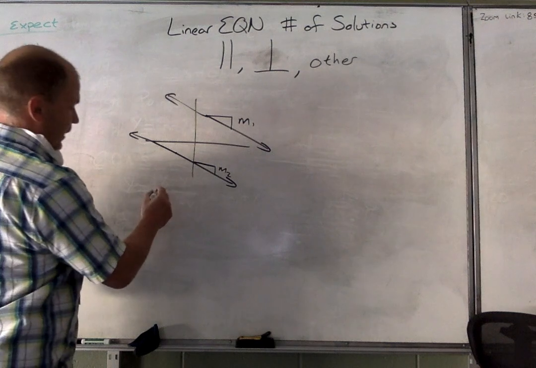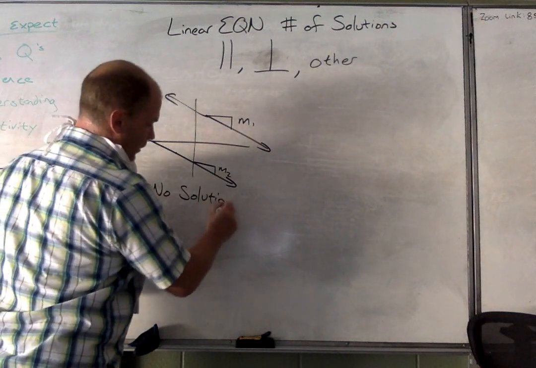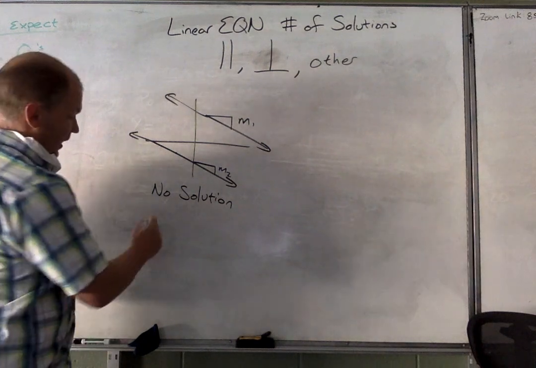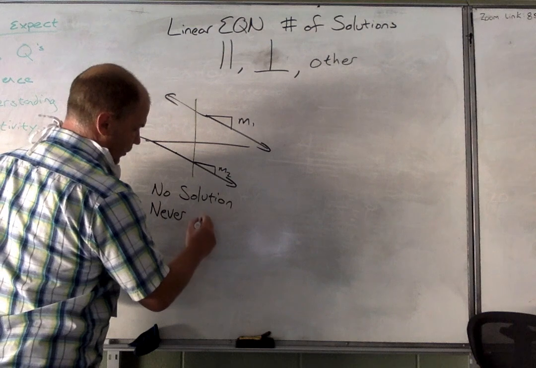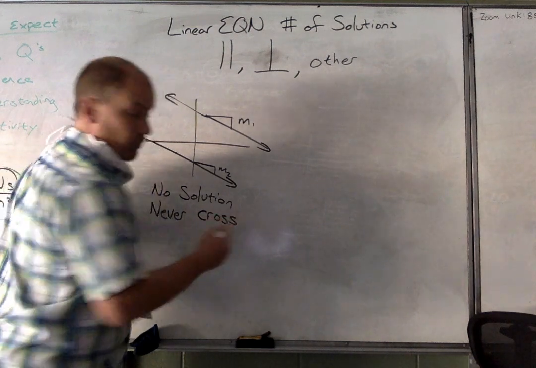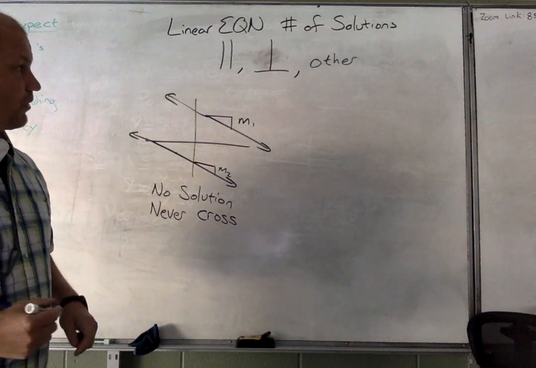And so there would be no solution. Or another way to say that would be they never intersect. Or cross, let's just say cross. They never will cross, right? So if they're parallel, they'll never cross.